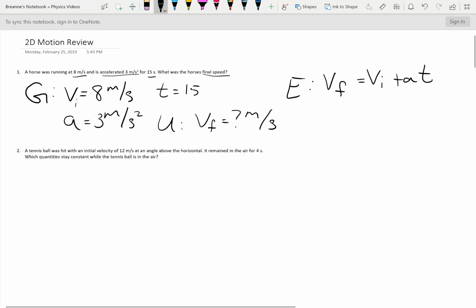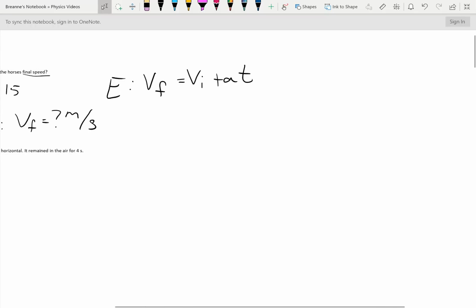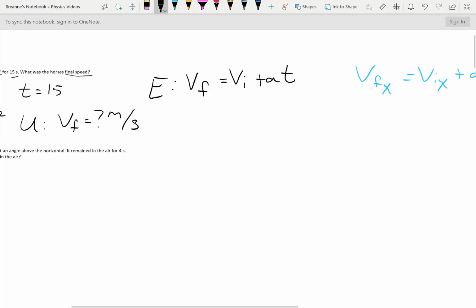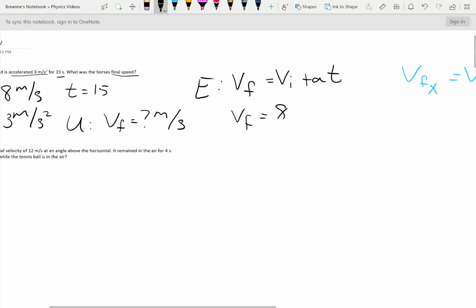Now, I understand that on your formula chart, your formula is probably going to look like VFY equals VIY plus AT. But that Y is just telling you it's in the Y direction. Guess what? You can change that Y into an X. Ba-boom, ba-boom. You have your equation. So we can plug in what we have. We're looking for final velocity. Our initial velocity is 8. Our acceleration is 3. And our time is 15.